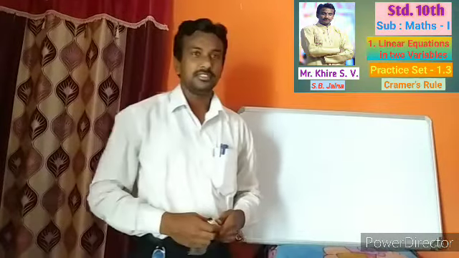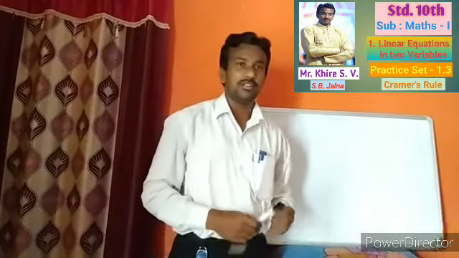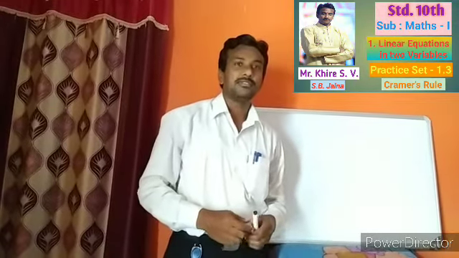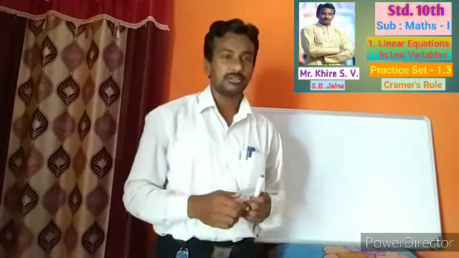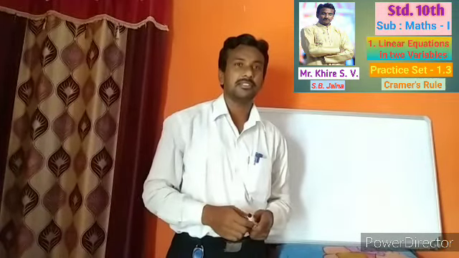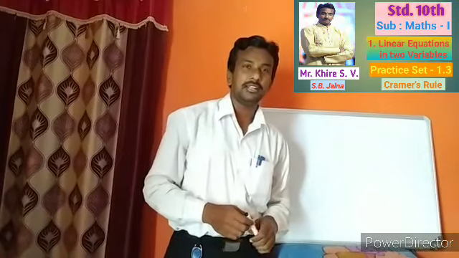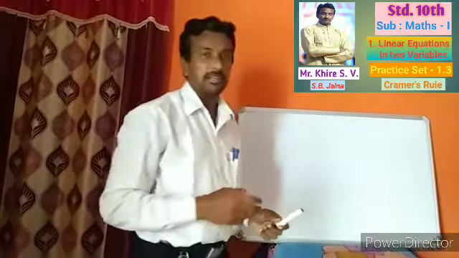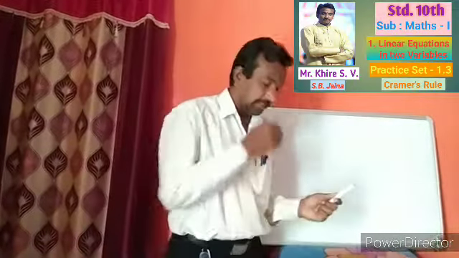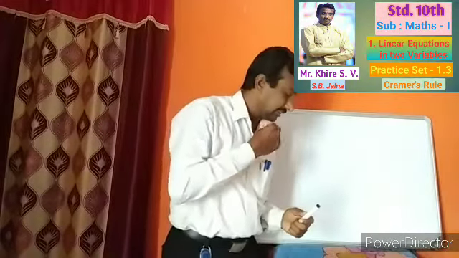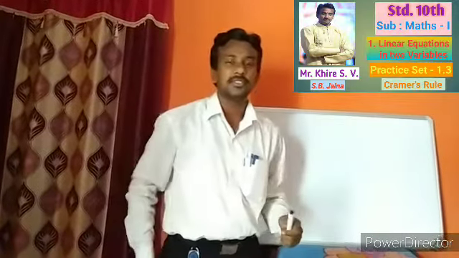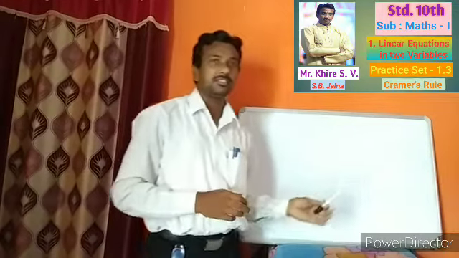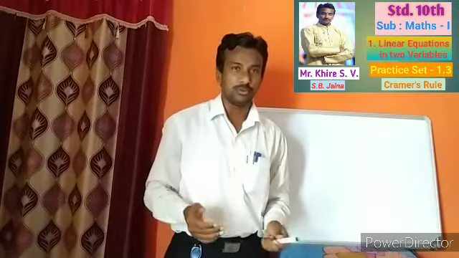Hello students, today we are going to learn Cramer's rule or determinant method of standard 10 maths 1, chapter number 1, linear equations in two variables. In that, practice set 1.3, determinant method or Cramer's rule. Determinant method is given by Swiss mathematician Gabriel Cramer. That's why this method is known as Cramer's method or Cramer's rule.